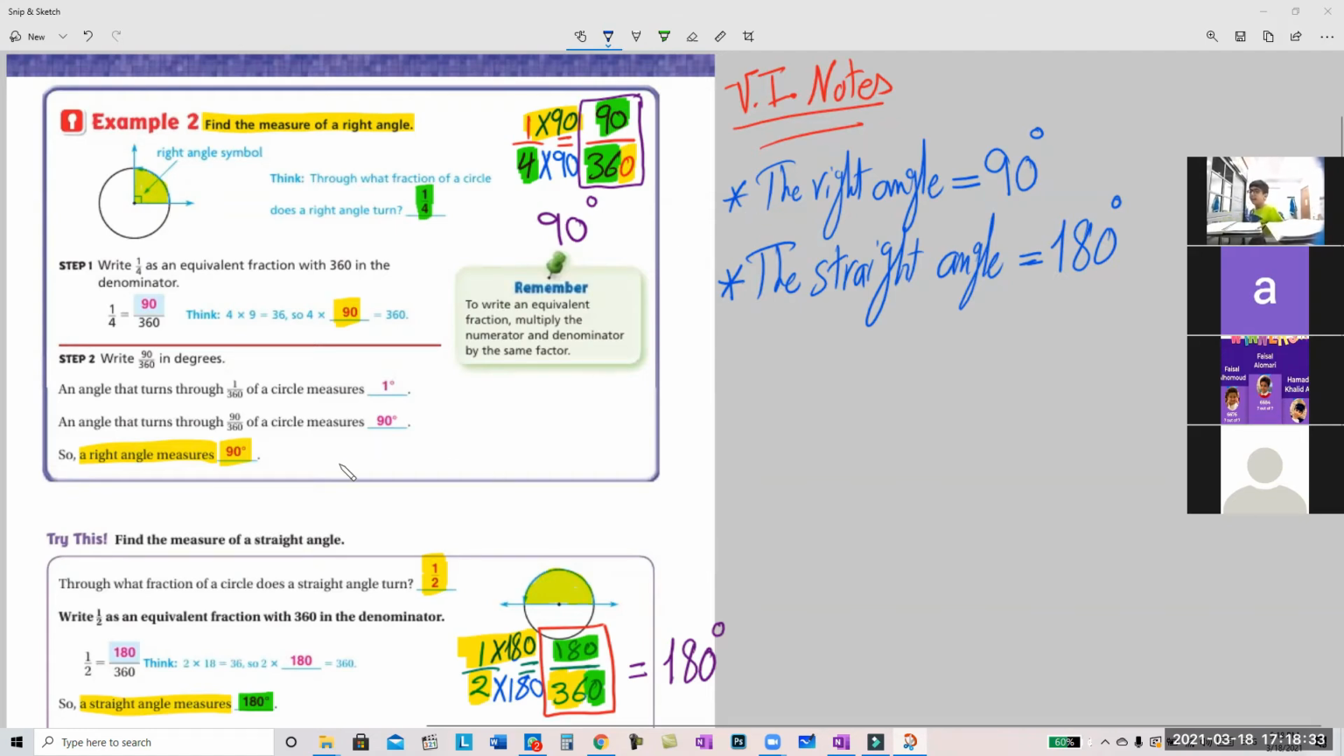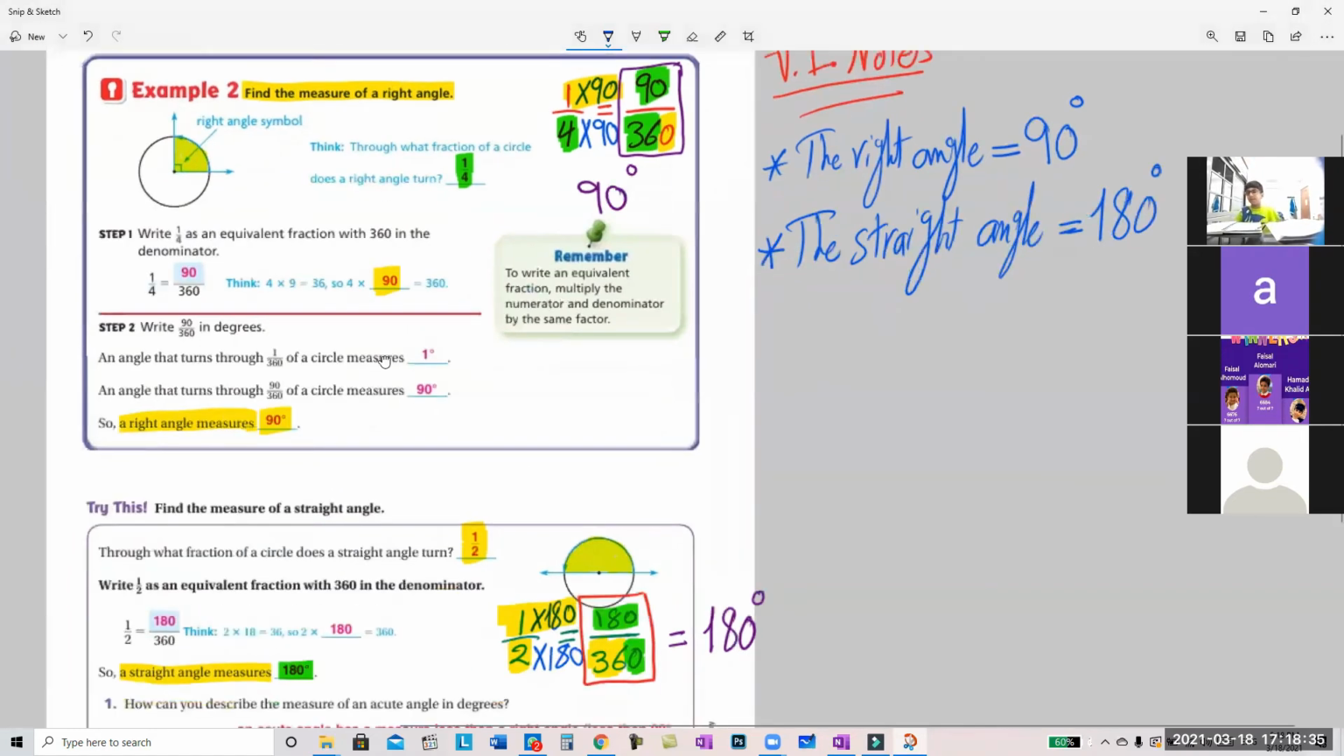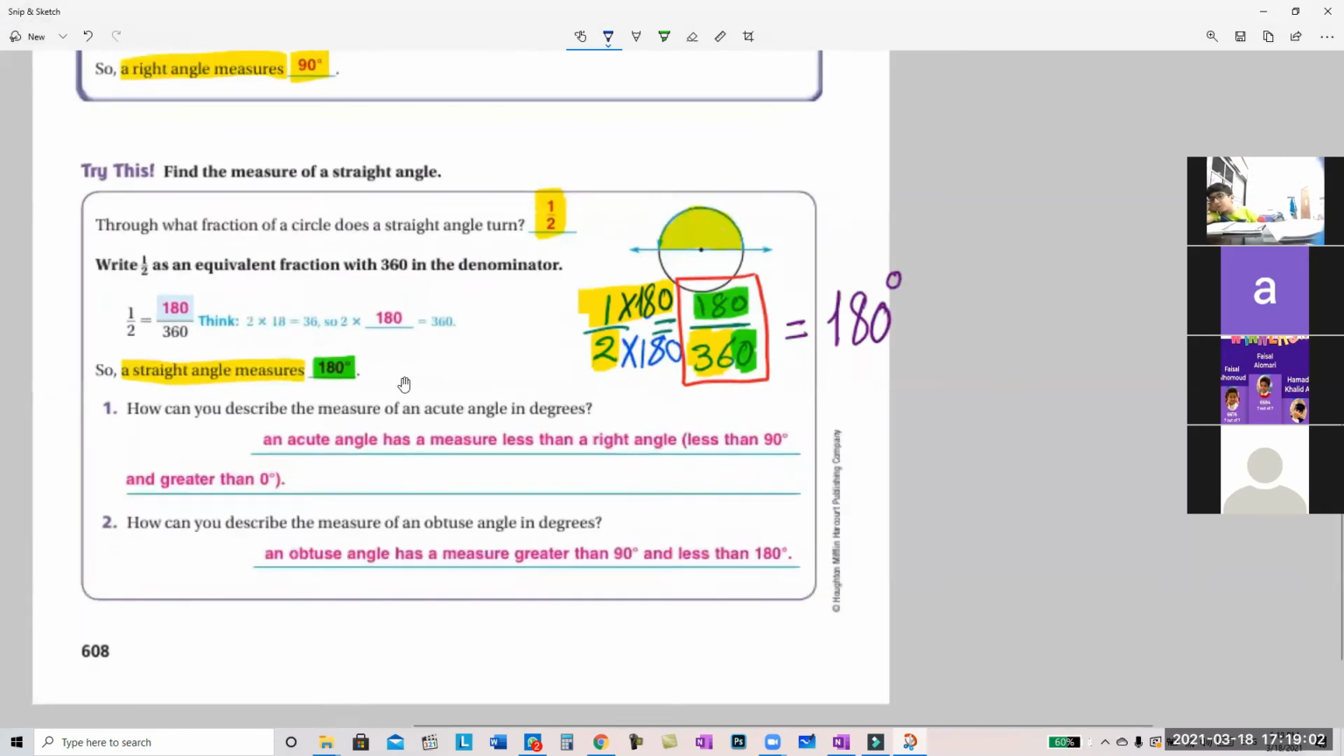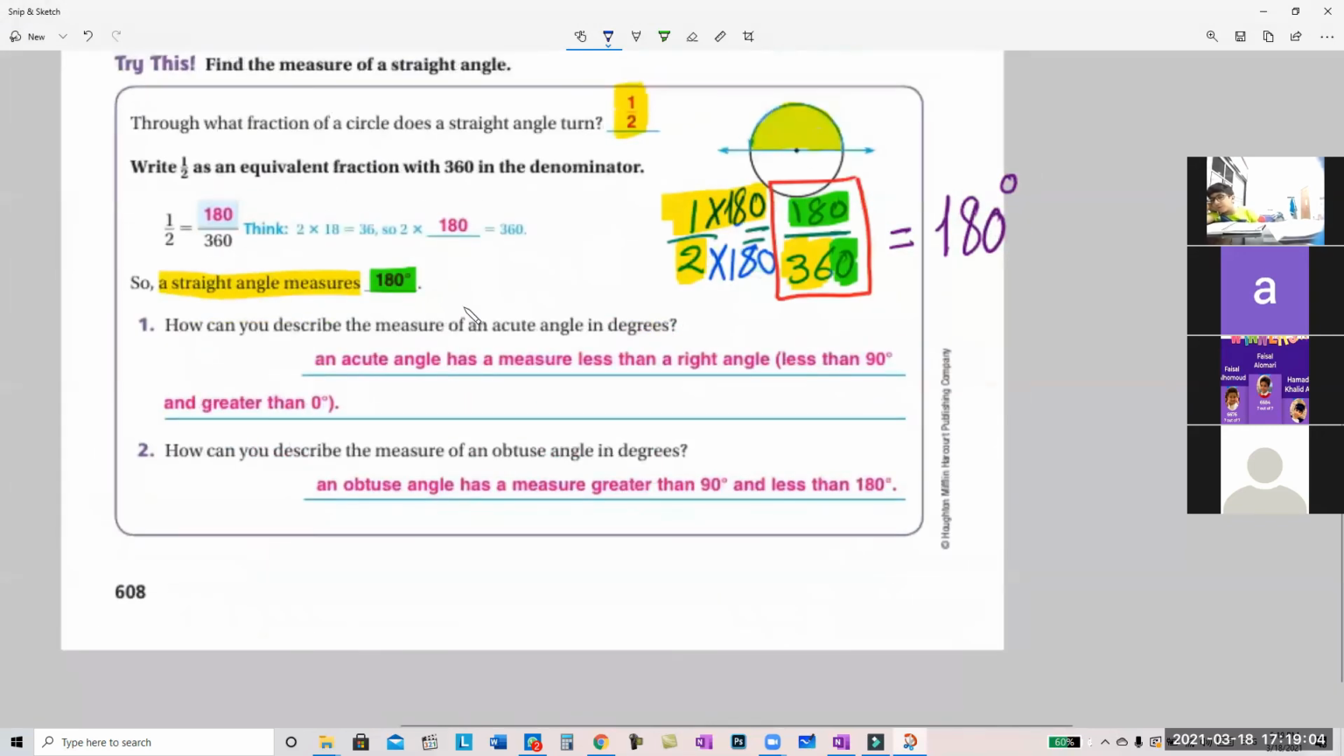Okay, let's go back to our page. Now we learned about the right angle and the straight angle, and we know how many degrees the right angle and the straight angle are. But what about the acute angle and the obtuse angle? How can we express it? How can we measure it? Let me think about it.